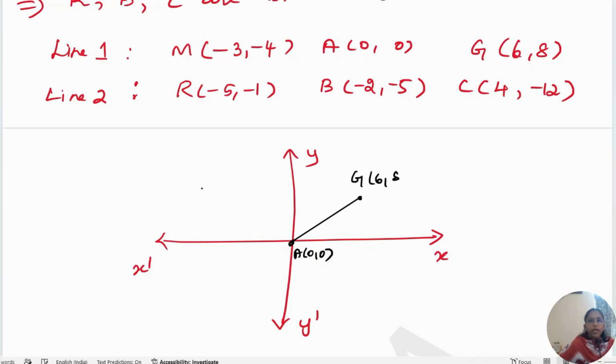So 6 comma 8, and minus 3, minus 4 in the sense it will be in the third quadrant. So minus 3, minus 4, this point. Okay, so this is our M point.